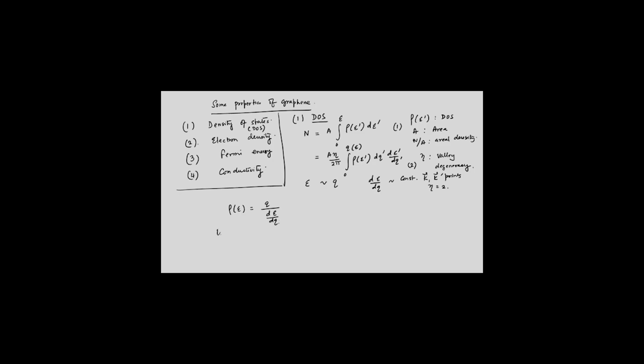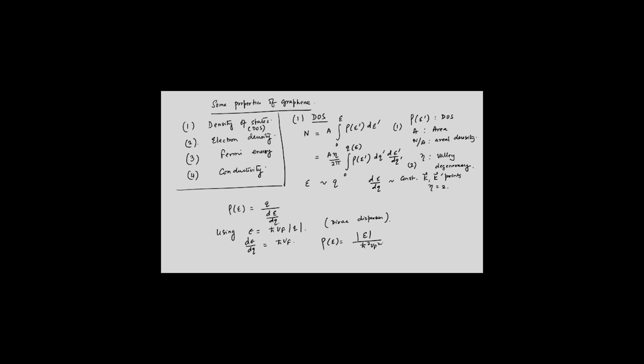Now, using epsilon equal to h cross Vf q, this is the Dirac dispersion, d epsilon dq becomes equal to a constant, which is nothing but h cross Vf. Even if you write h cross equal to 1, it does not matter, but let us keep it for the time being. And so from here the rho epsilon comes out as epsilon over h cross square Vf square.